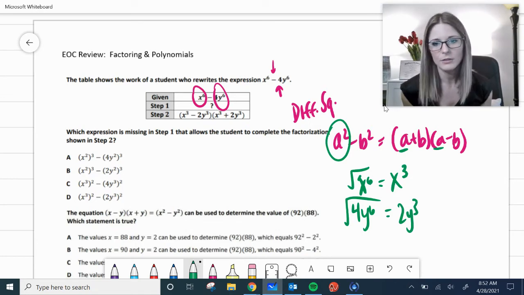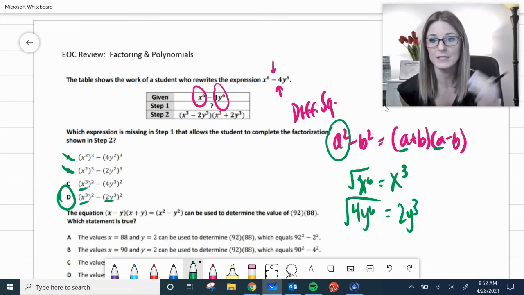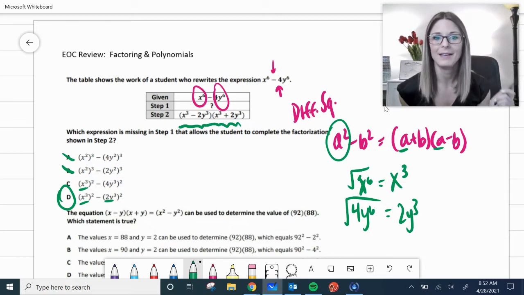So let's see. X to the 3rd squared, I'm seeing c and d, so I'm going to knock those out. And then we had 2y cubed squared. It is d. Those were the values that were initially being squared. And then they do take it a step further and they finish out the factorization: x cubed minus 2y cubed times x cubed plus 2y cubed. That is a mouthful. That is a lot to say.